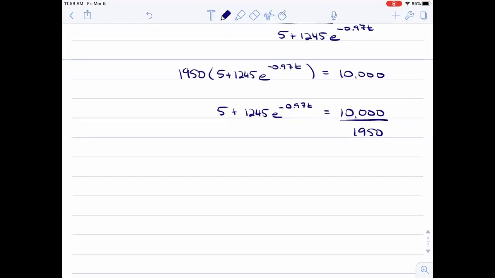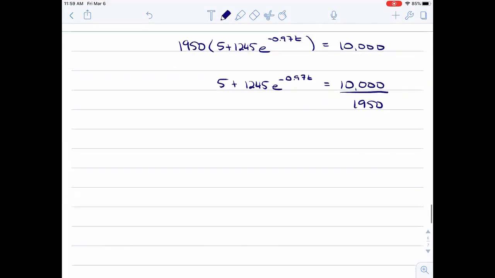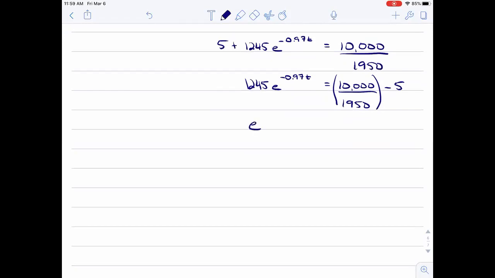So I can still pick away at this. I can subtract 5 from both sides, just following the rules of algebra here. So I get 1245 e to the negative 0.97t is 10,000 divided by 1950 minus 5. So this is all one number. I can divide that by 1245. Remember, we're picking away until we get t on its own. So I get e to the negative 0.97t is 10,000 over 1950 minus 5, divided by 1245.